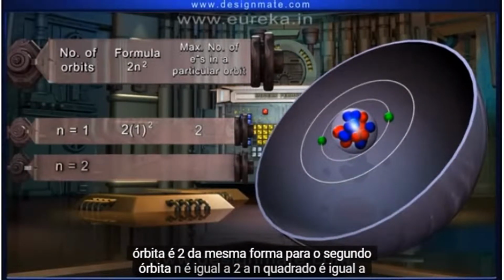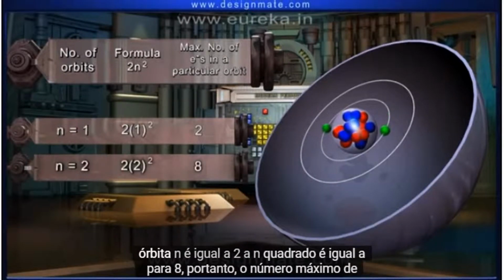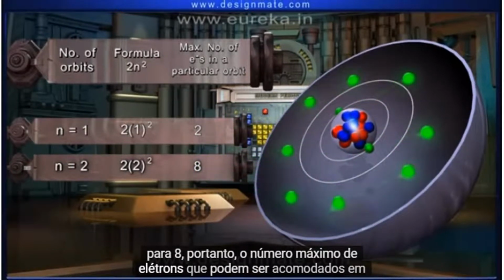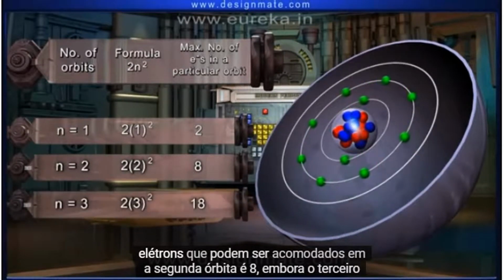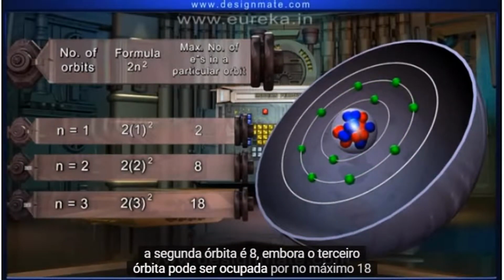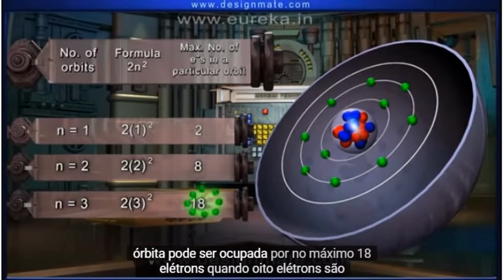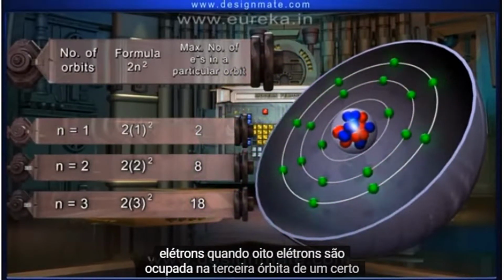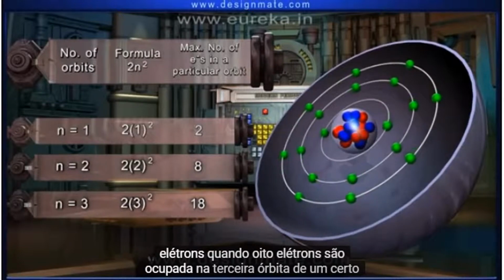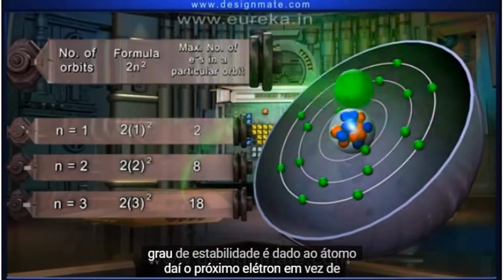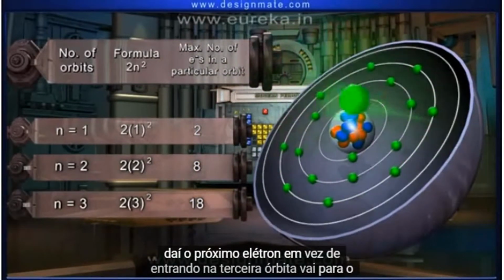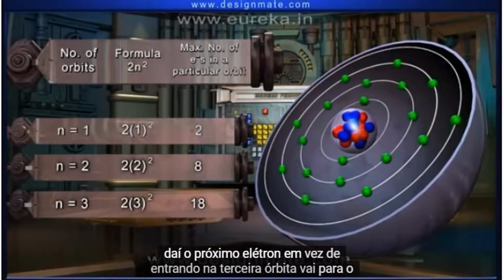Similarly, for the second orbit, n is equal to 2. 2n squared equals 8. Hence, the maximum number of electrons that can be accommodated in the second orbit is 8. Although the third orbit can be occupied by a maximum of 18 electrons, when 8 electrons are occupied in the third orbit, a certain degree of stability is given to the atom. Hence, the next electron, instead of entering the third orbit, goes into the fourth orbit.